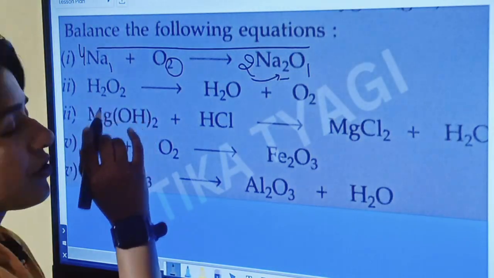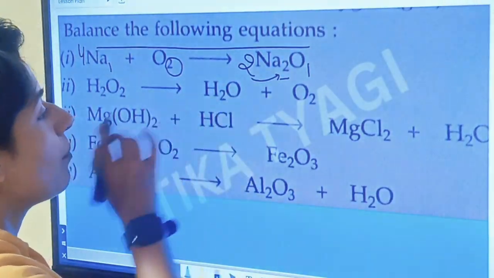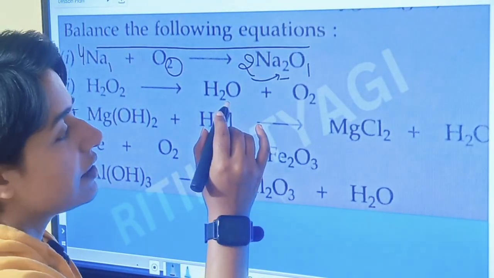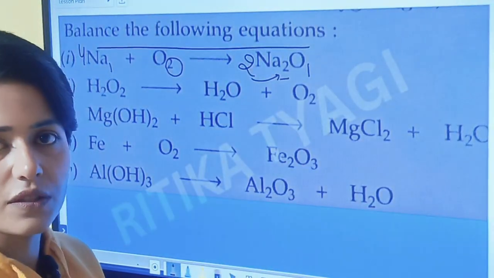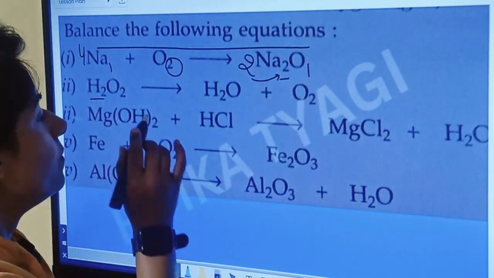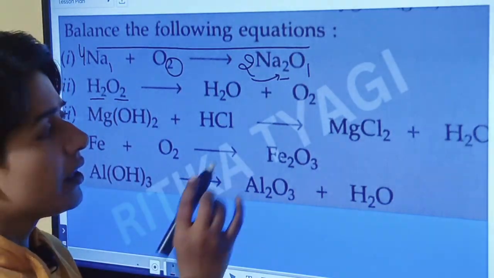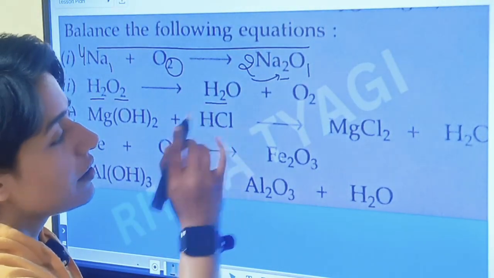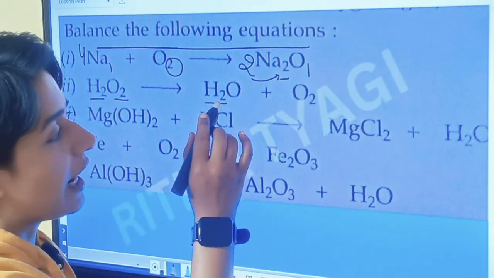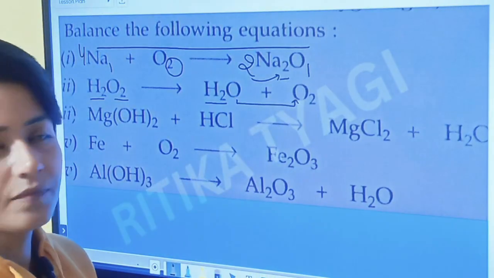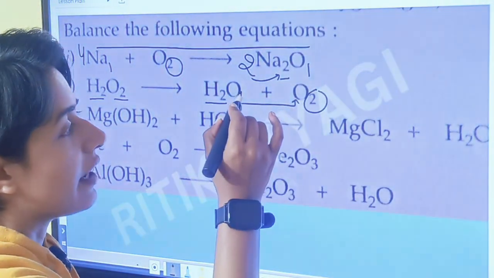Next equation, hydrogen peroxide decomposes. Decompose means breaking or splitting up. Then it forms two products, that is one water molecule and one oxygen molecule. Here on the reactant side, hydrogen atoms are 2, oxygen atoms are also 2. But on the product side, hydrogen atoms are 2, but oxygen atoms overall are 3, 2 here and 1 here.